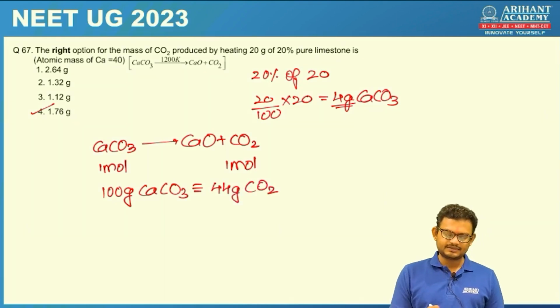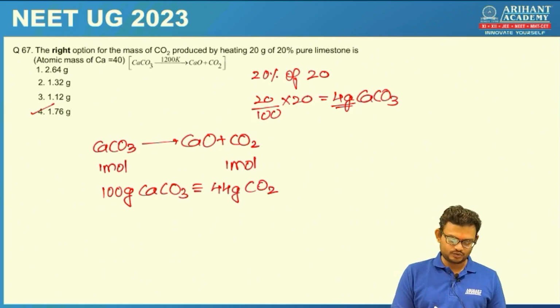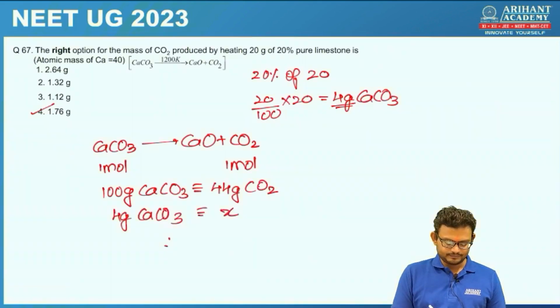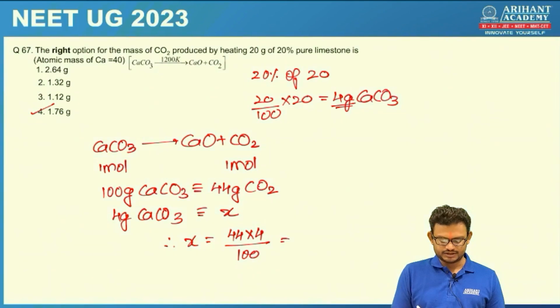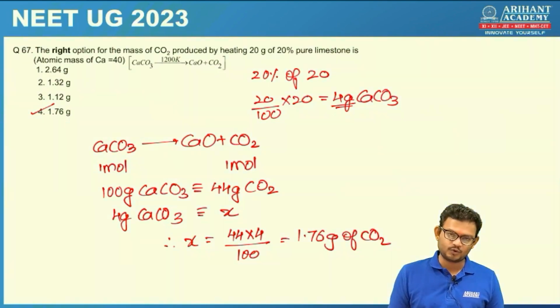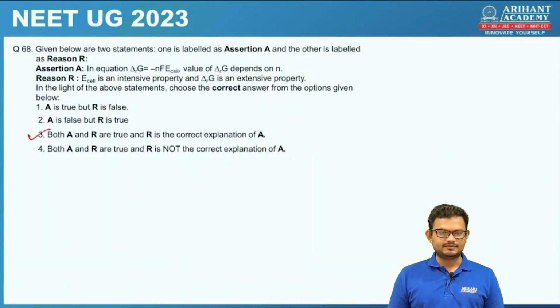So if 100 grams gives 44 grams of CO2, 4 grams of calcium carbonate would correspond to X, and so the value of X here would be 44 times 4 by 100, which is 1.76 grams of CO2 being liberated. So the correct option here is 4. Let us come to the next question.